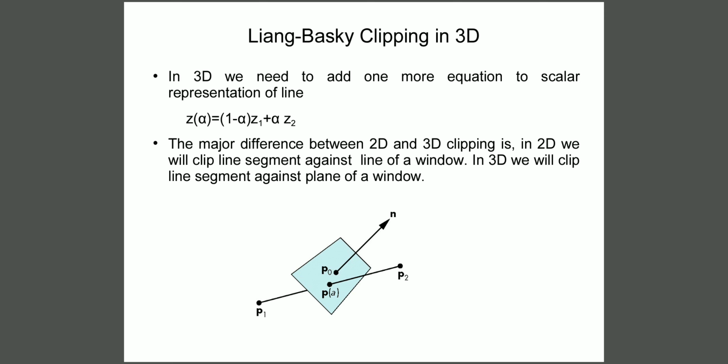But in a three-dimensional system, to represent any vertex, we need one more coordinate value, that is the z coordinate. So we need to add one more scalar equation to represent a line segment. That scalar equation is z of alpha equal to 1 minus alpha into z1 plus alpha into z2. The major difference between line segment clipping in two-dimensional and three-dimensional systems is that in two-dimensional, we clip a line segment against a side of a window or a line of the output window, but in three-dimensional we clip line segments against a plane of the output window.